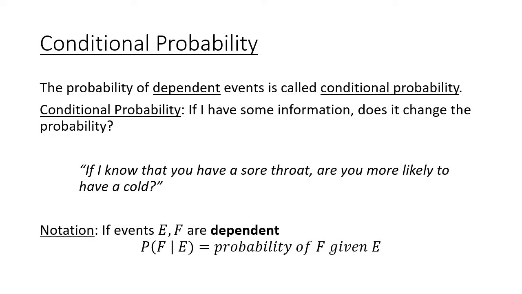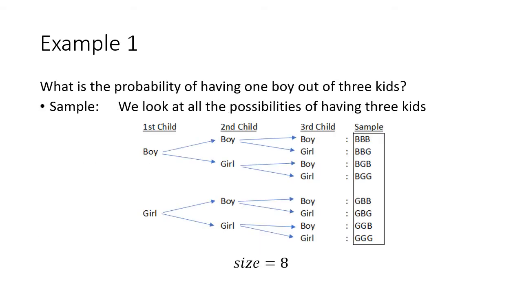So the notation we use for this is that if we have events E and F, then we say the probability of F given E. We notate that using a vertical line basically in place of the word given. Again, given is going to be our information that we already know. And then, what's the probability of the other event if we know that given information?